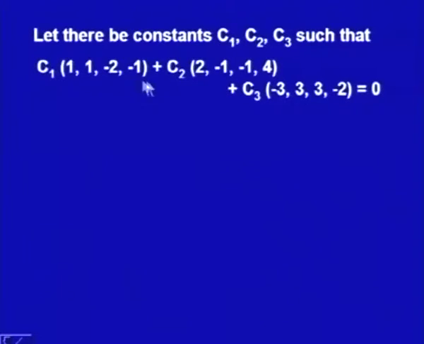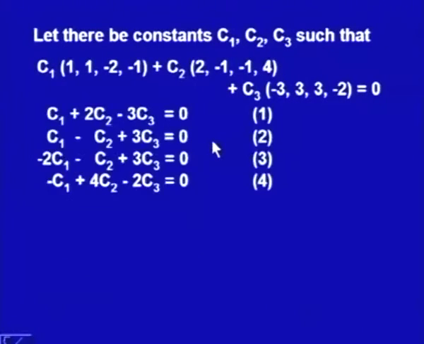C1 times the first vector plus C2 multiplied by the second vector plus C3 multiplied by the third vector is 0. That means the linear combination of these 3 vectors is 0. So, let us try to find the solution of this equation. This equation actually gives us 4 equations. If we compare the first element, it is C1 plus twice C2 minus 3 times C3, that is the first equation.